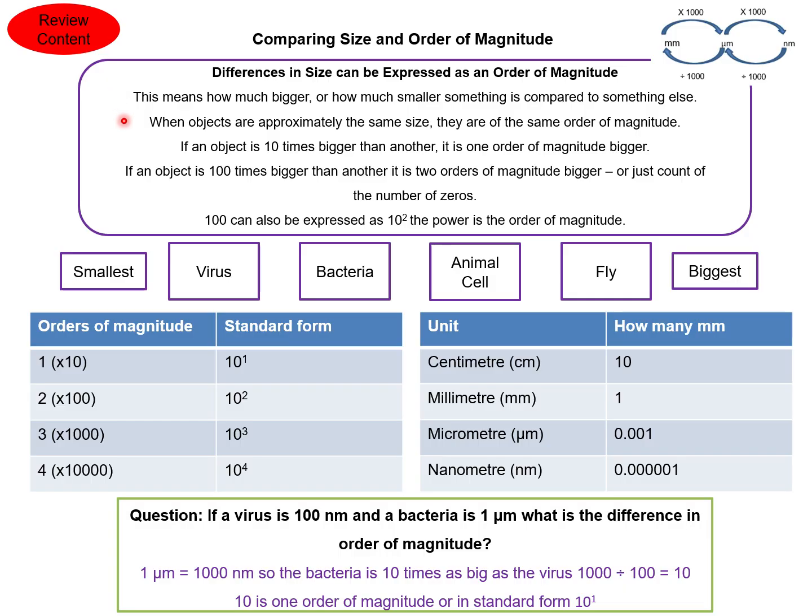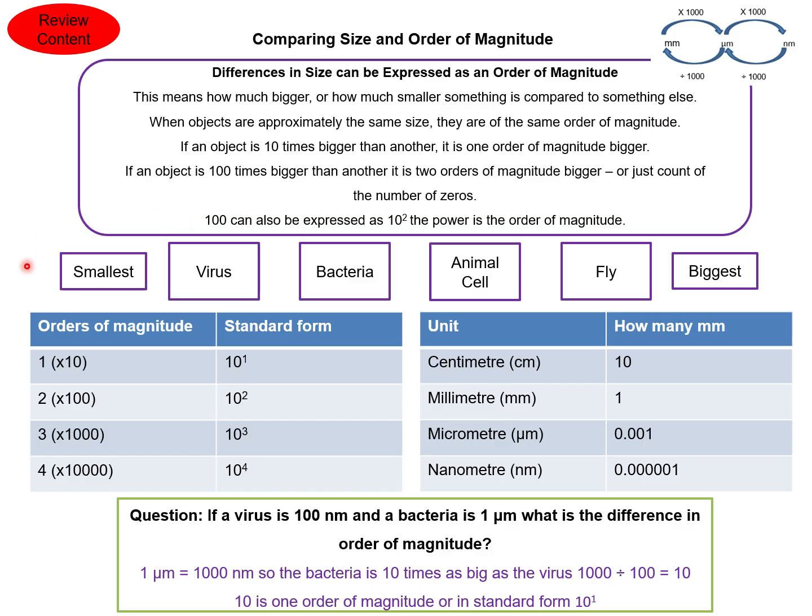When objects are approximately the same size, they are of the same order of magnitude. If an object is 10 times bigger than another, it is one order of magnitude bigger. If an object is 100 times bigger than another, it is 2 orders of magnitude bigger. The easy way to figure that out is actually just to count the number of zeros. 100 can also be expressed as 10 to the power 2, which is 10 squared, and it's the power, that number, is the order of magnitude.